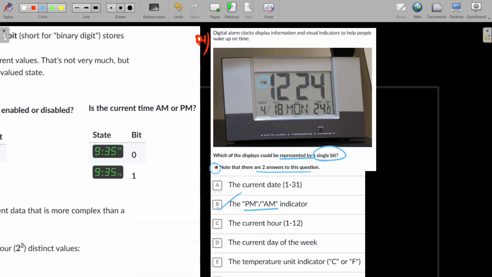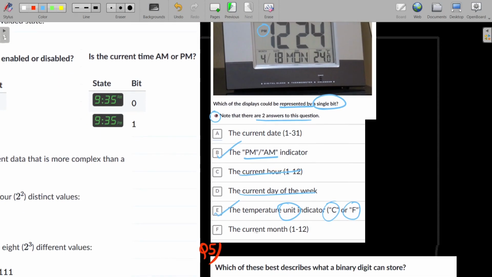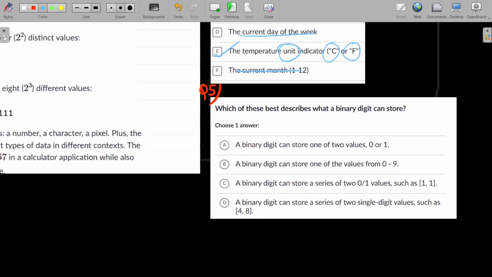The current hour, 1 to 12, not possible. The current day of the week, not possible. The temperature unit indicator, not the temperature indicator. The unit indicator is degree Celsius or degree Fahrenheit. So yes, this should be our answer. The last one, the current month, no, not possible. So we got our two answers.